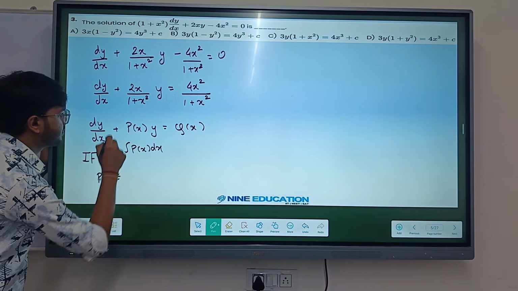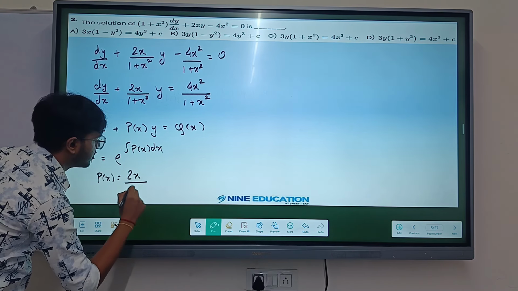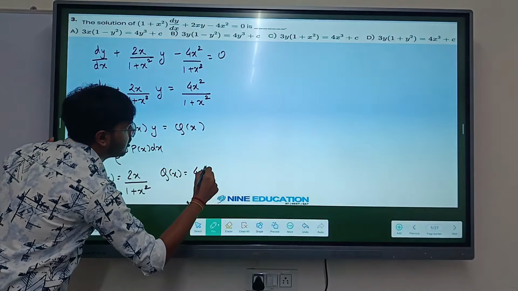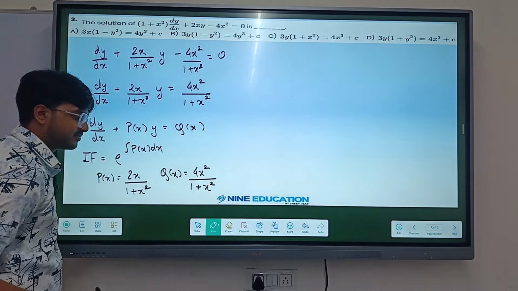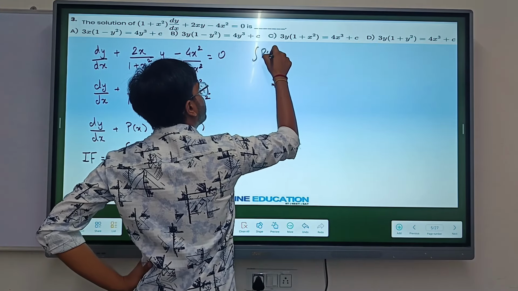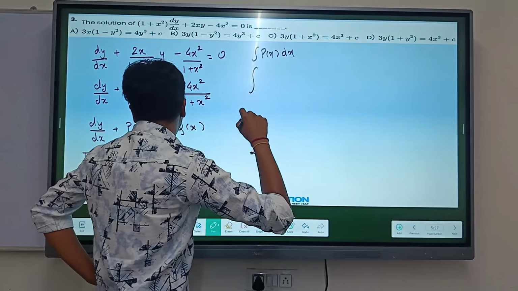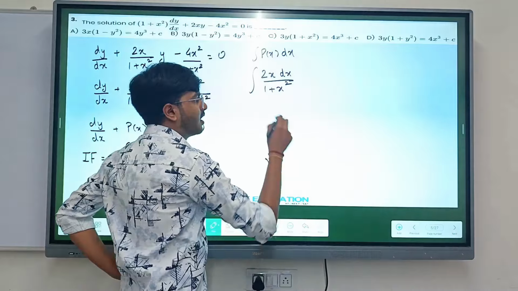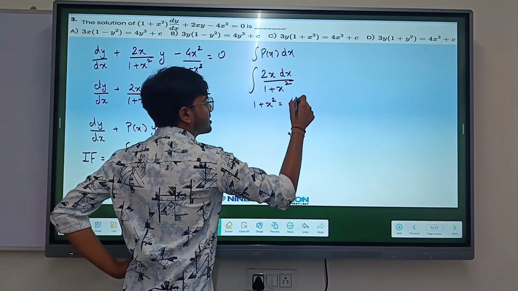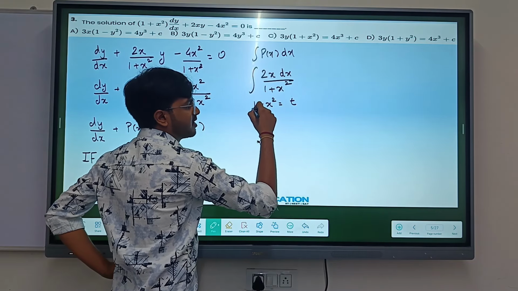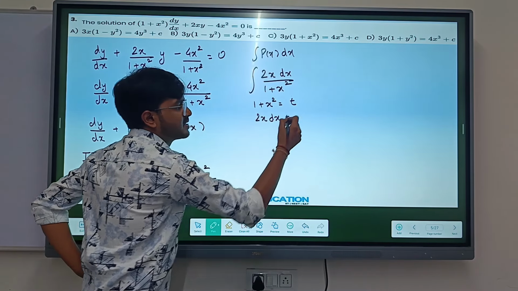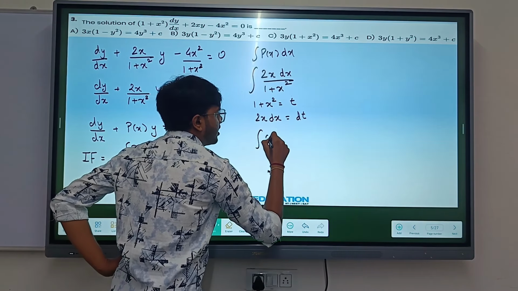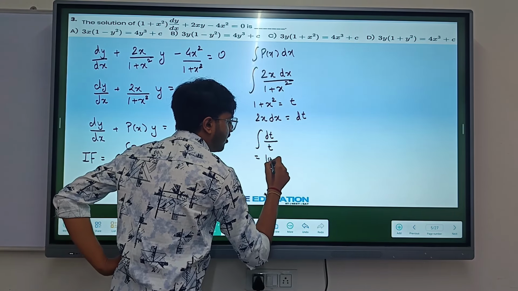So let's see what p of x is here. If you compare, p of x is 2x by 1 plus x square, and q of x is 4x square by 1 plus x square. Let's find the integration of p of x dx first. That is 2x dx divided by 1 plus x square. Now if you keep 1 plus x square as t, we differentiate both sides: differentiation of 1 is 0, of x square is 2x dx, equal to dt. So what will I have? Integration of dt by t, which is log t.